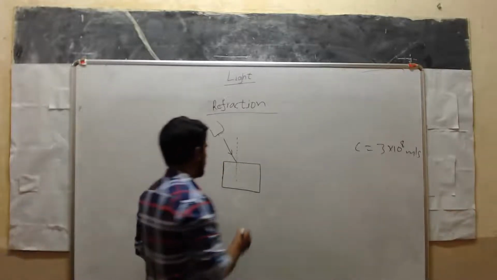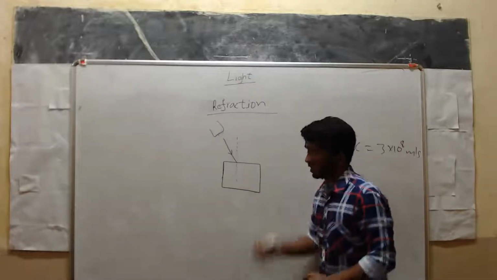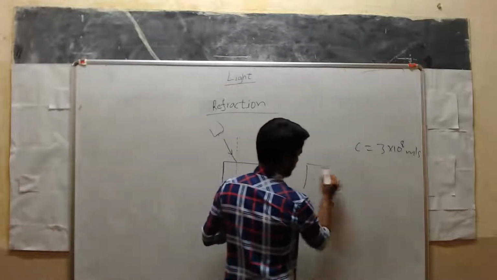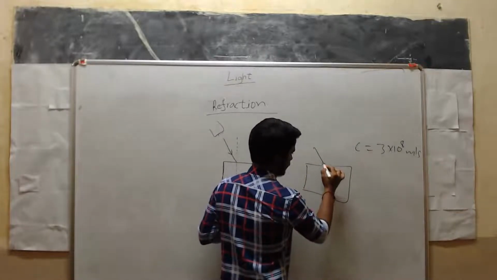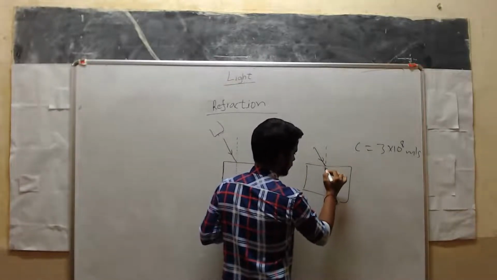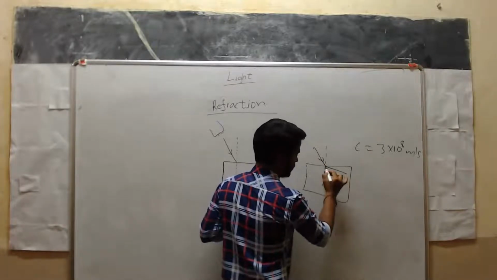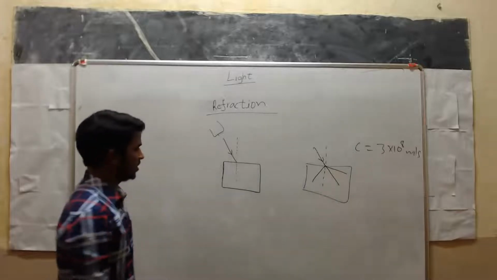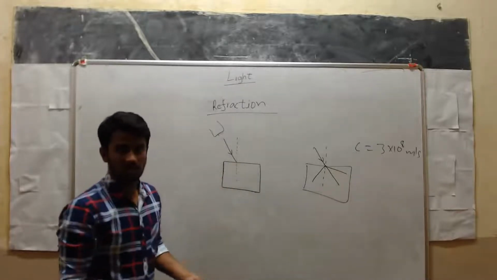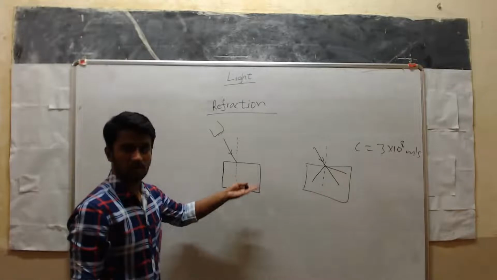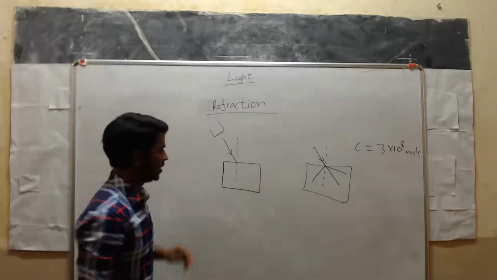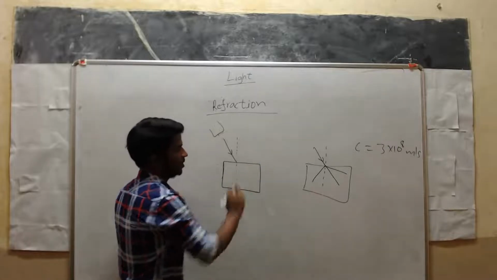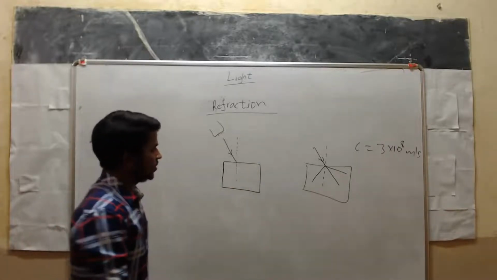Now see, the light ray enters the glass, right? But how does it bend? See whether it bends like this or like this or like this. If it bends like this, then we call it reflection of light. It is impossible because the glass is transparent. It should bend like this or like this. Now how does it bend?